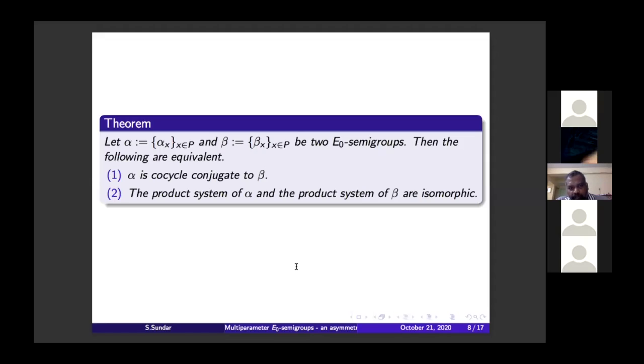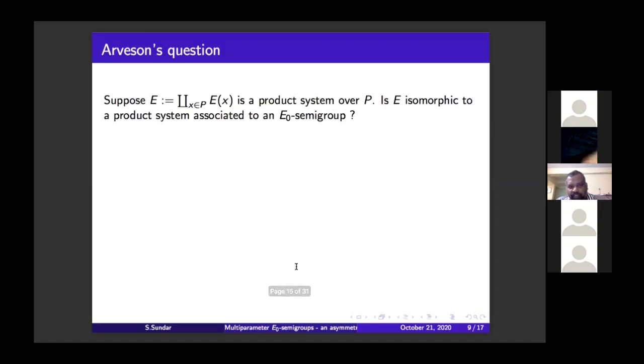So for every E0 semigroup, there is a product system. A natural question arises: whether the converse is true. What is a product system? A product system is a bundle of Hilbert spaces which has a multiplicative structure. Starting with an E0 semigroup, I have given a bundle of Hilbert spaces with a multiplicative structure. Suppose you have a bundle of Hilbert spaces with a multiplicative structure. Does there exist an E0 semigroup whose product system is isomorphic to that? That is Arveson's question.